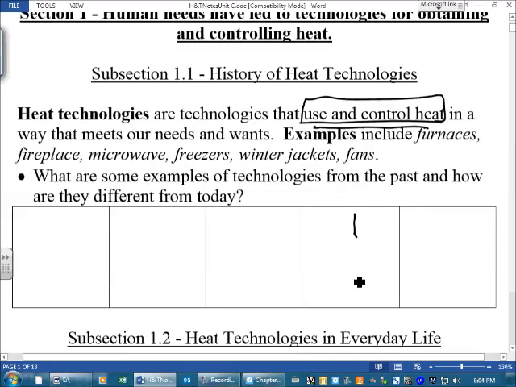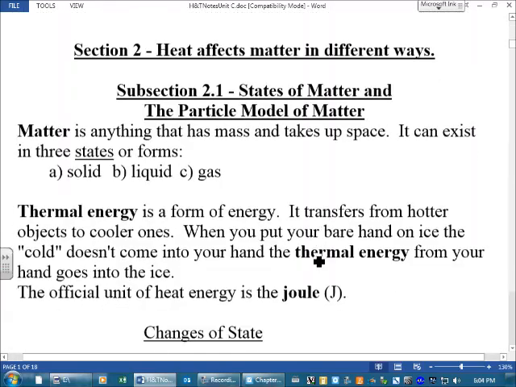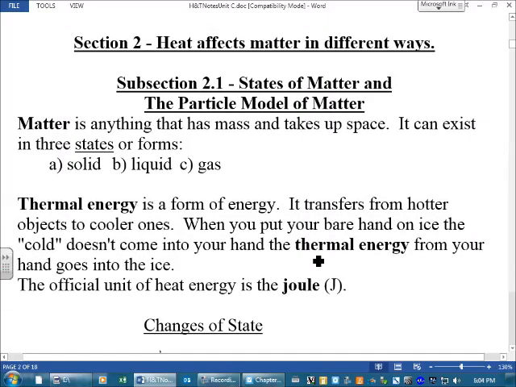Okay, let's go up. The next thing we're going to look at is how heat affects matter. And I love this part of the unit. This is where we get into some of the nitty gritty. So first of all, matter. Okay, we have to know what matter is. Matter is anything. So basically, it's matter if it does two things.